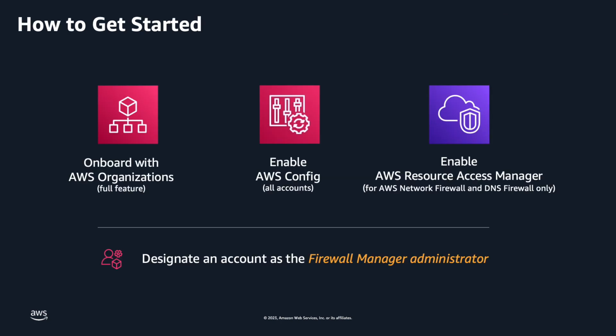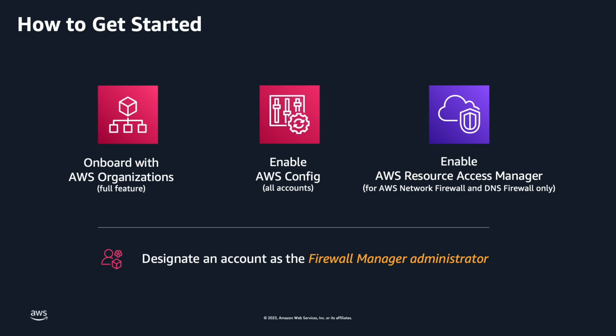Prior to using this feature, you will need to go through these prerequisites. First, enable AWS Organizations full features to help Firewall Manager scope policies based on accounts or organizational units. Second, enable AWS Config on all accounts so that any non-compliant events or changes made by local accounts can be monitored by Firewall Manager. Third, enable AWS Resource Access Manager for AWS Network Firewall and DNS Firewall. Fourth, designate an account as the Firewall Manager Administrator.